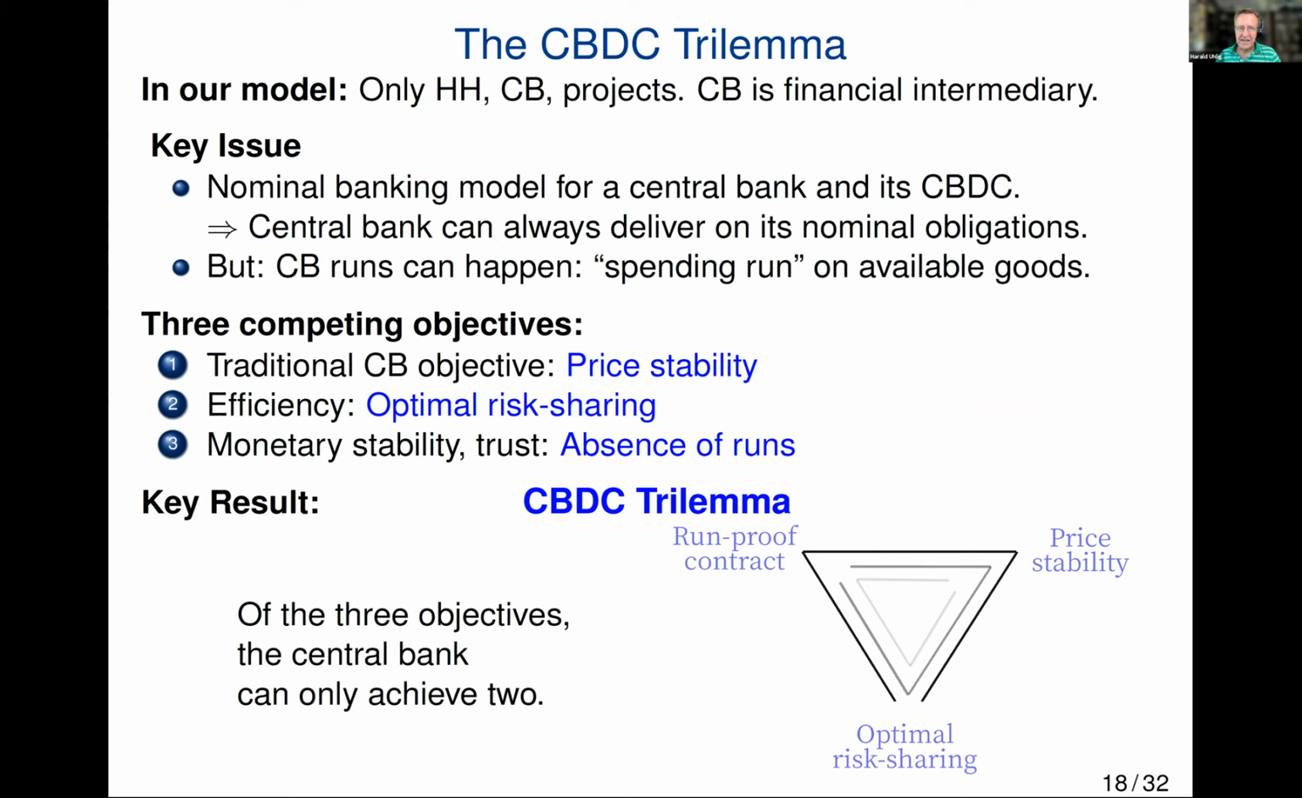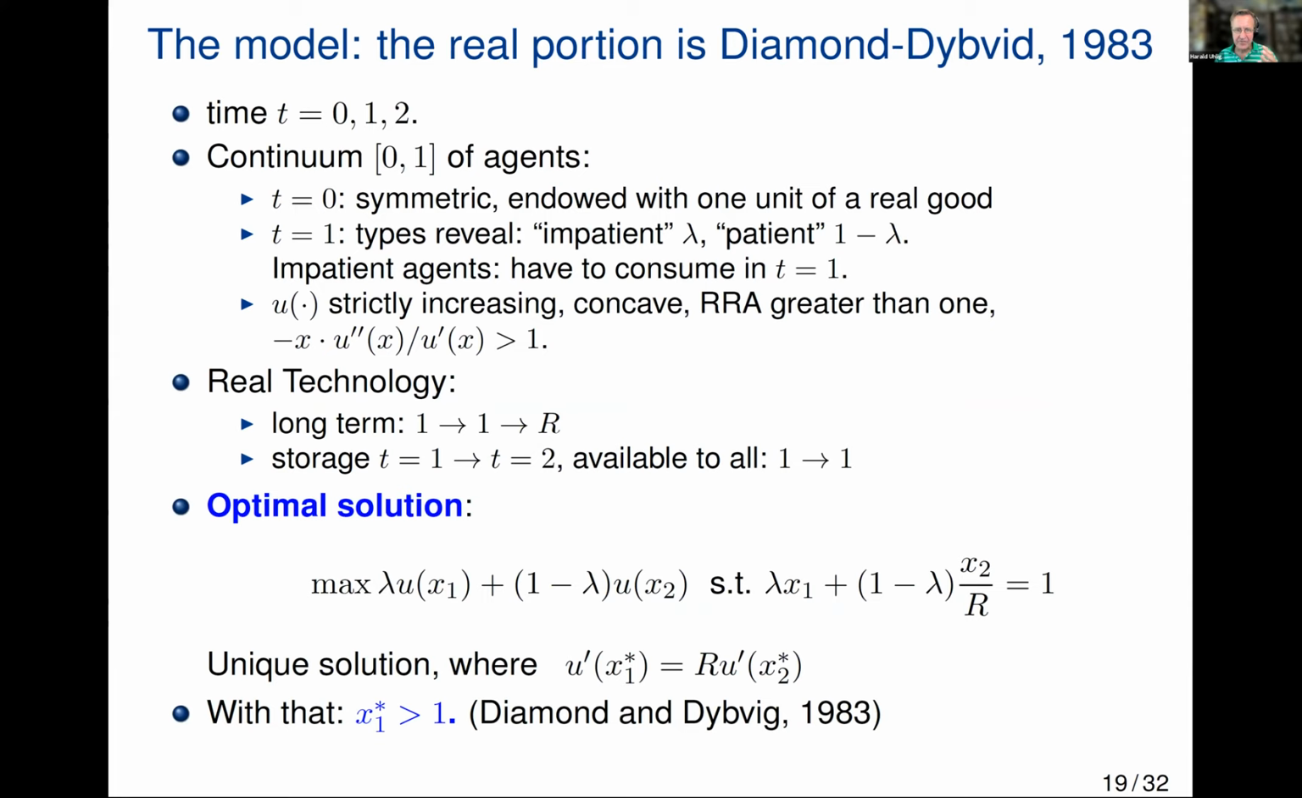Okay, so we have a real side to the model, which I'm going to skip. That's just Diamond-Dybvig, you know that. There's going to be some long-term project here. You invest one real unit at time zero, which can be liquidated for one unit at time one, or R units at time two. There's also the less efficient storage technology. And you want impatient and patient agents to share risk. That means you have to give the impatient agents more than one unit of consumption goods in period one. That's all standard, and you teach that, so let me skip that.